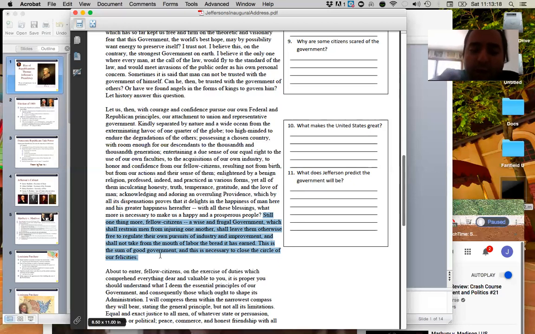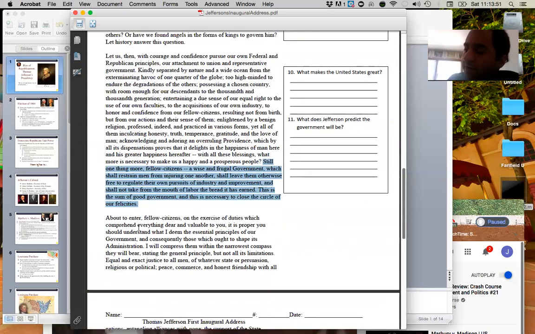Shall leave them otherwise free to regulate their own pursuits of industry and improvement, and shall not take from the mouth of labor the bread it has earned. These individuals, under Jefferson's leadership here, the citizens, Jefferson is trying to stand for more rights, more rights to this common person. He's not going to promote a government that can take away from what individuals have earned, but instead he wants there to be a government to keep order, to keep discipline, but not to take what individuals have already earned.